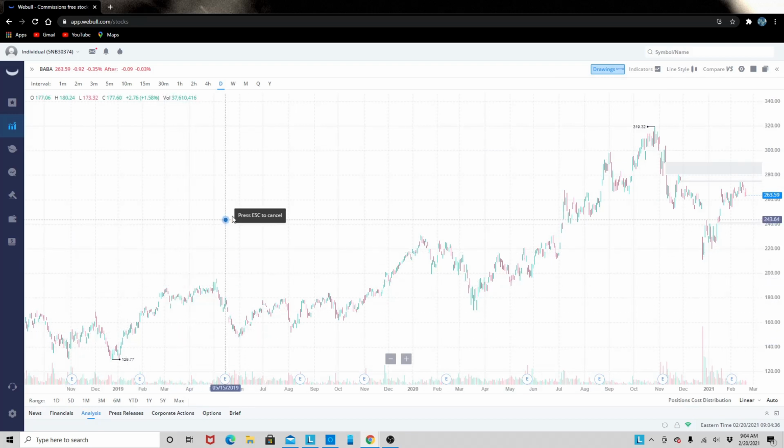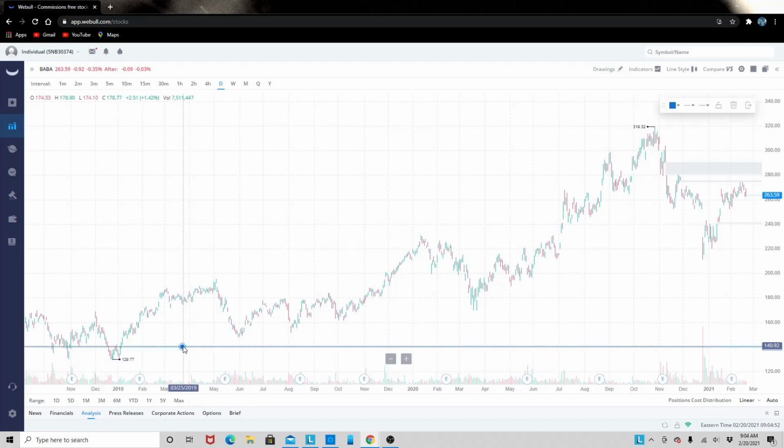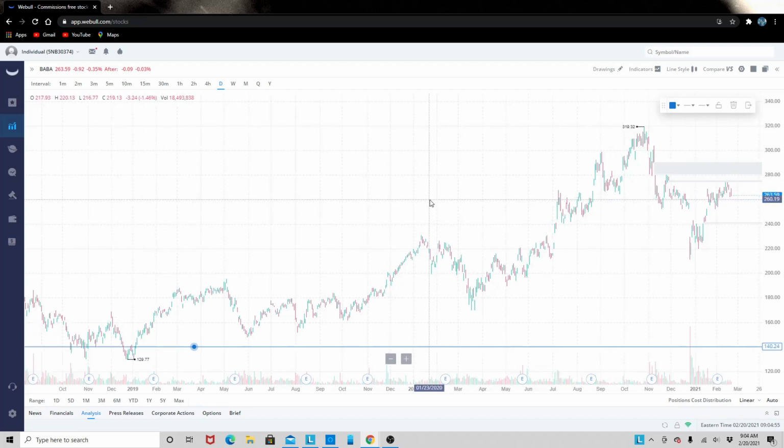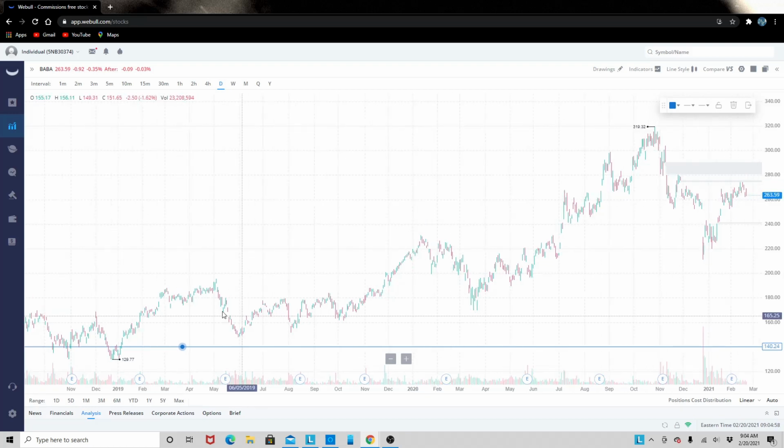I'm going back all the way to the beginning of 2019, and I'm going to be looking for a nice base for my chart. I'm going to find that around, it looks like, $140. I don't think we're going to see this thing drop below $140 ever again, so we'll just mark that off on our chart and we'll go up from there.